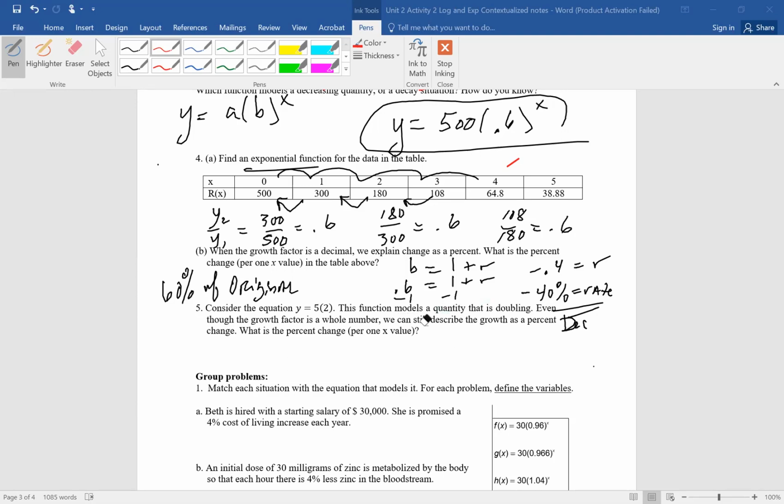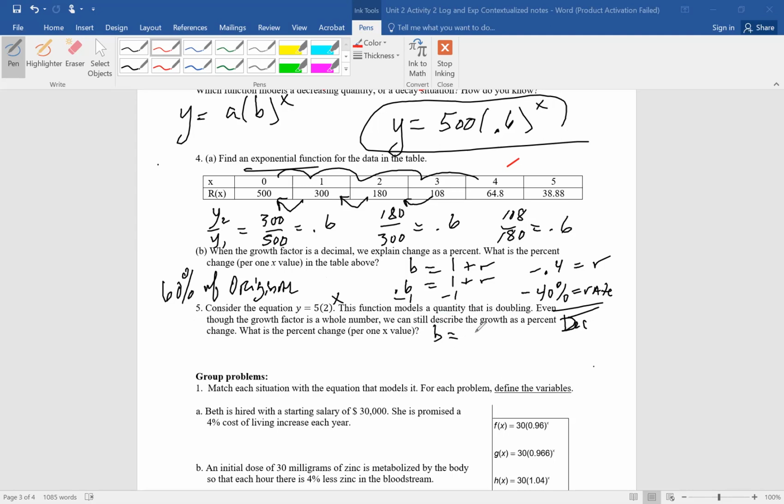For number 5 here, consider the equation y equals 5 times 2 to the x. And let's go ahead and put an x up here. I have a feeling it's supposed to be there. So that function models a quantity that's doubling. So even though the growth factor is a whole number, we can still describe the growth as a percent change. So same question, what's the percent change?